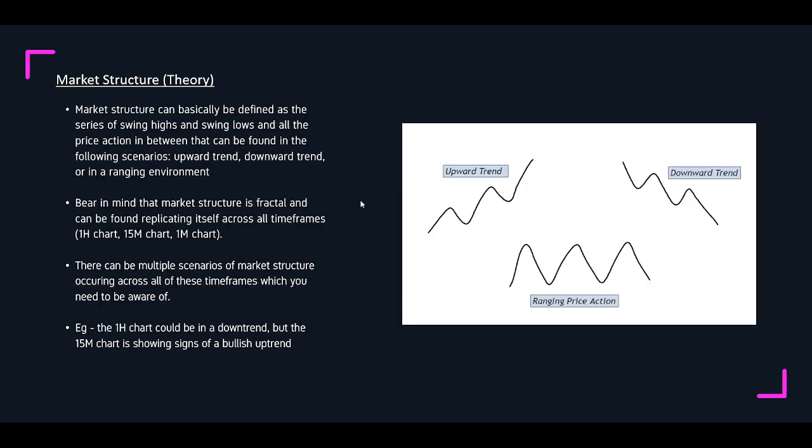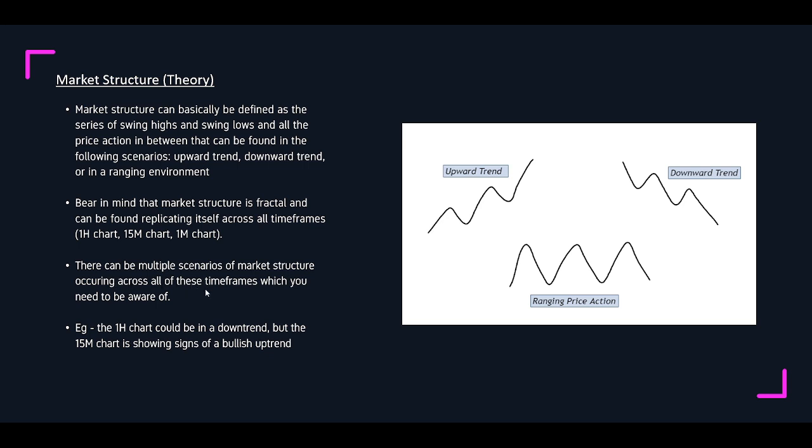Market structure. This is the theory part. Market structure can basically be defined as the series of swing highs and swing lows and all the price action in between that can be found in the following scenarios. We have an uptrend, we have a downtrend, we have ranging price action. As I've harped on about already, bear in mind that market structure is fractal and can be found replicating itself across all time frames: the 1 hour, 15, 1 month, 1 minute, whatever.